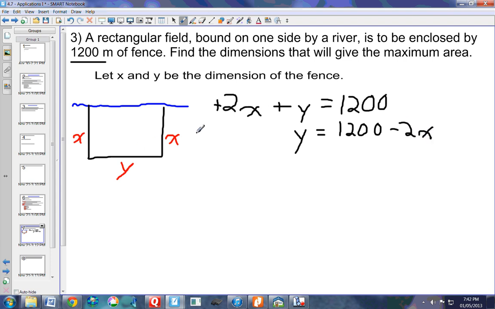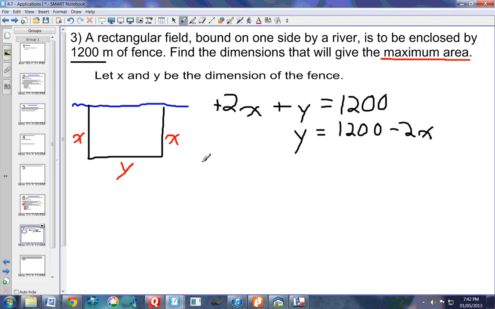Okay, next up, we got to think of a second equation. A second equation relating x and y. Well, that clue is also in our question. Find the dimensions that will give maximum area. So that's what I'm actually looking for. I'm looking for the dimensions that would give maximum area.